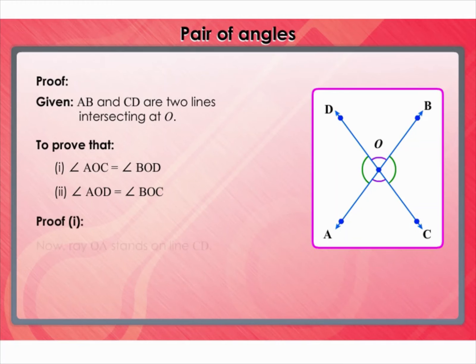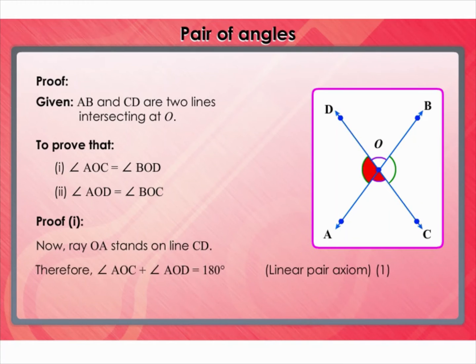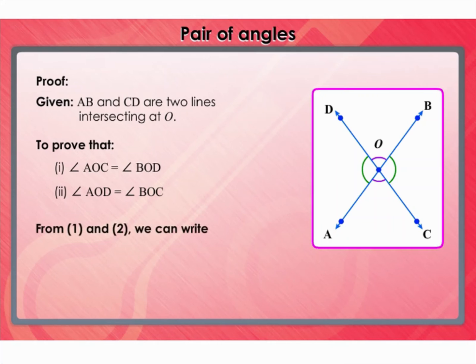In this figure, ray OA stands on line CD. Therefore, angle AOC plus angle AOD is equal to 180 degrees. From equation 1 and 2, we can write angle AOC plus angle AOD is equal to angle AOD plus angle BOD. This implies angle AOC is equal to angle BOD.